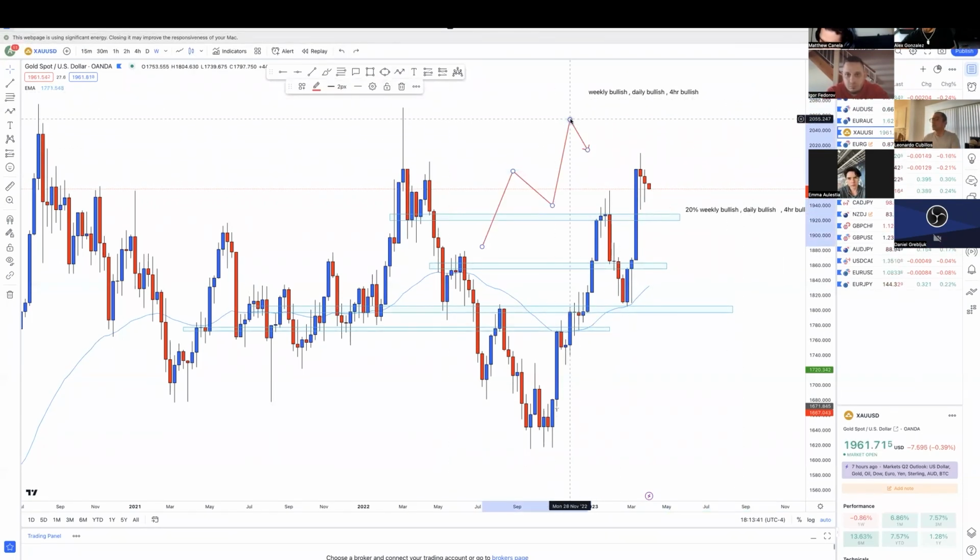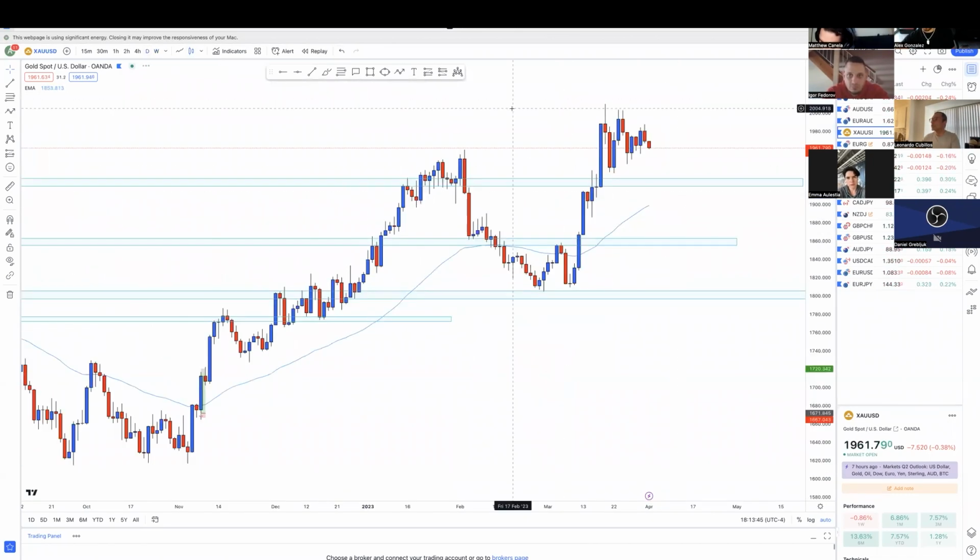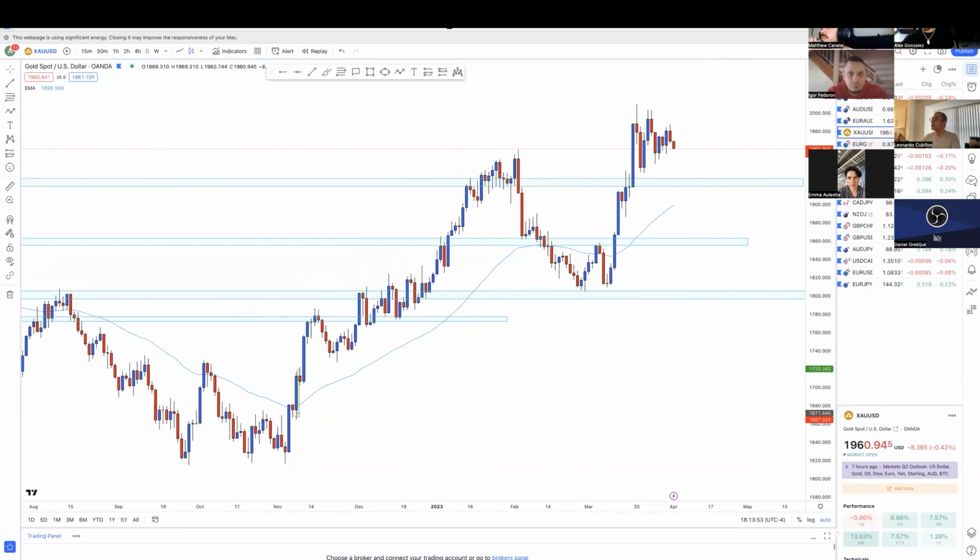So for now, gold, I'm not interested in until it comes to this level. If you notice, the daily is slowing down, probably to get to there. Probably the same time we get here, this EMA catches up. Same thing with gold, I'm not interested in.